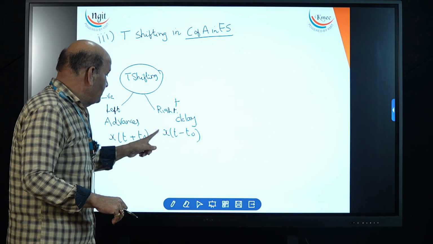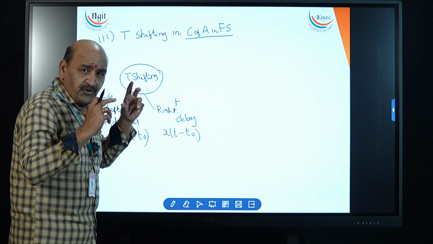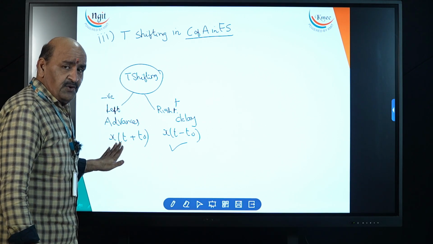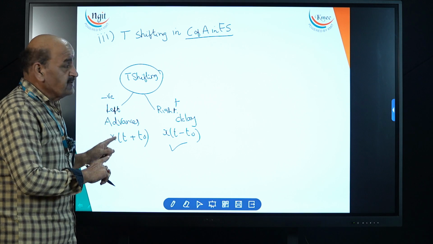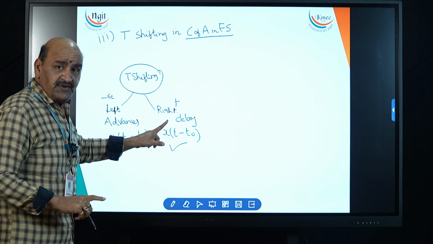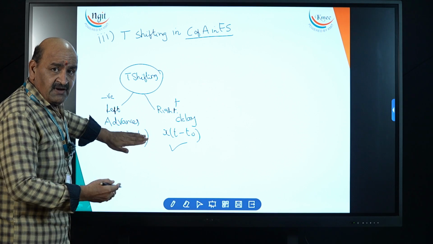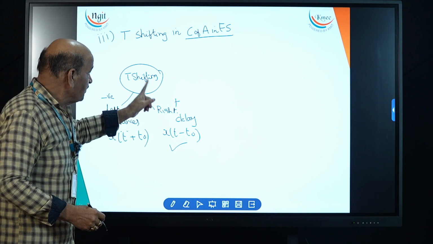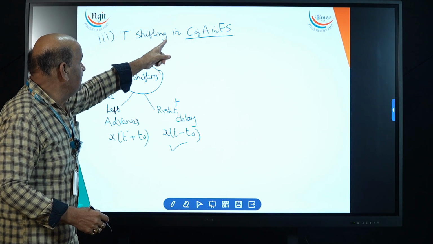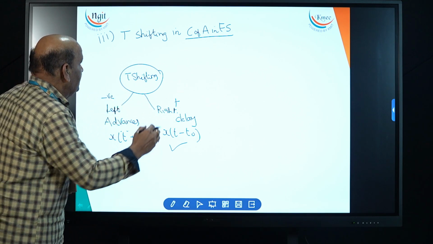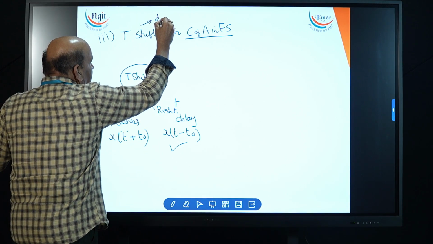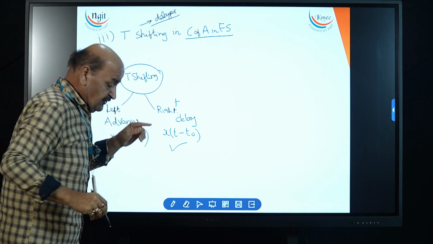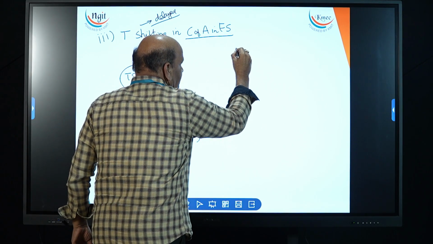So between these 2 shifting operations, we are focusing only on x of t minus t naught. That's why we don't discuss the other. Students have to understand this point. Even though there are 2 shiftings, we won't discuss the advance one because it is on or before time. The delayed case is always late, and only this case we are going to discuss. So time shifting is applicable only for delayed signals, not for advanced signals. That is an important point.